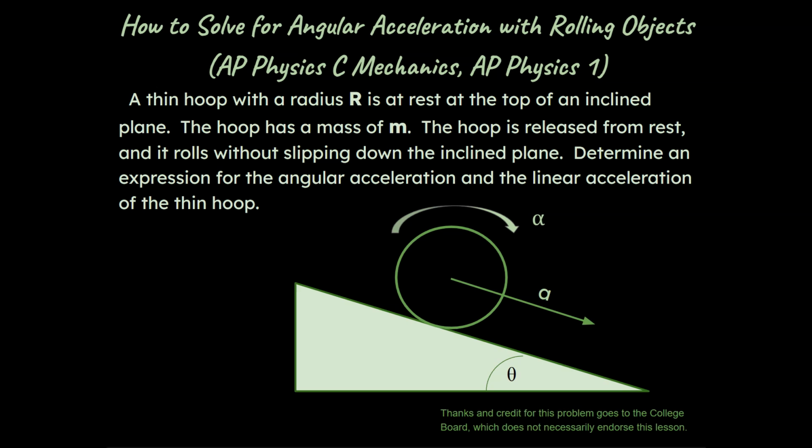This problem says a thin hoop with a radius r is at rest at the top of an inclined plane. The hoop has a mass of m, the hoop is released from rest, and it rolls without slipping down the inclined plane. Determine an expression, so that's an equation, right, for the angular acceleration and the linear acceleration of the thin hoop. So that's what we're going to do. Let's go ahead and get to it.